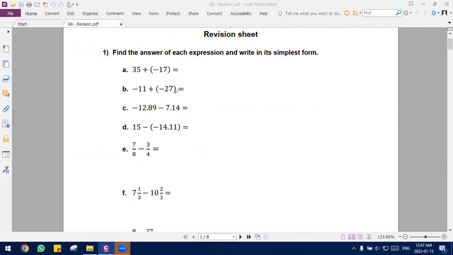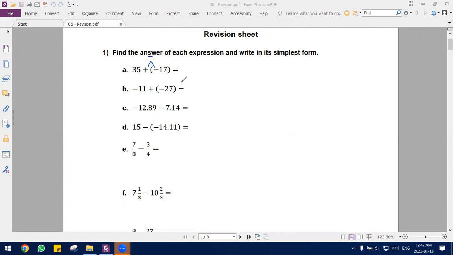So in the first question it says find the answer of each expression and write it in its simplest form. The first one we have 35 plus minus 17. So here we have a problem. We have two signs next to each other. So we combine them. How? By multiplying the signs. So we have plus times minus will make minus.